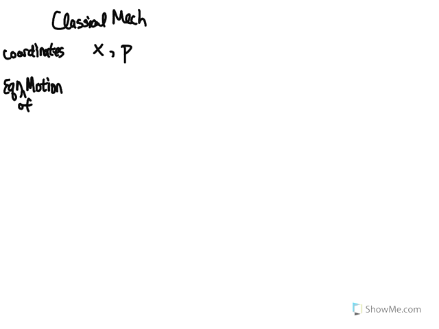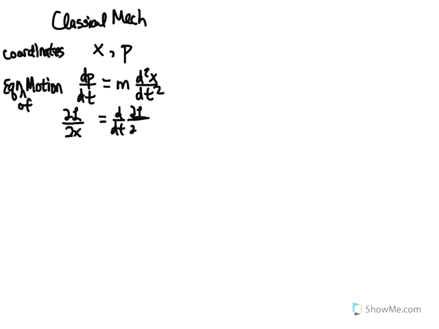So for instance, Newton's laws, F equals ma, but I'm going to write those in terms of my coordinates. So dp/dt is equal to m d²x/dt². And you can also have other equations of motion. So for instance, in Lagrangian mechanics, you have the derivative of your Lagrangian with respect to x is equal to the time derivative of your Lagrangian with respect to x dot.